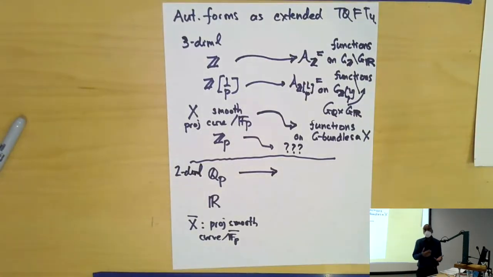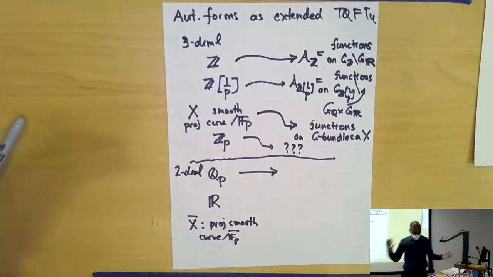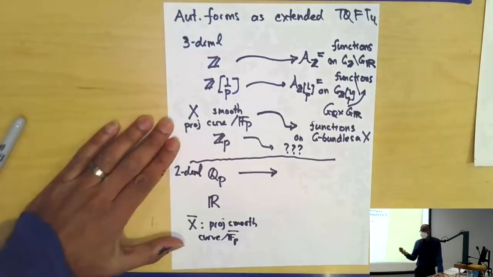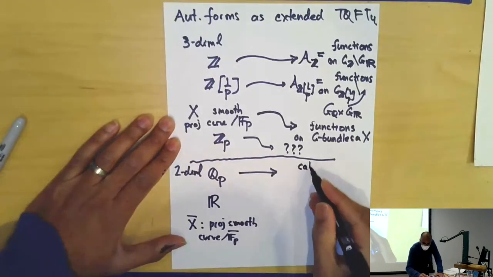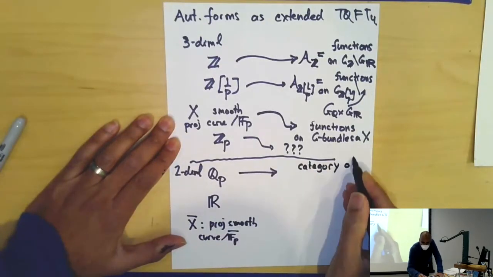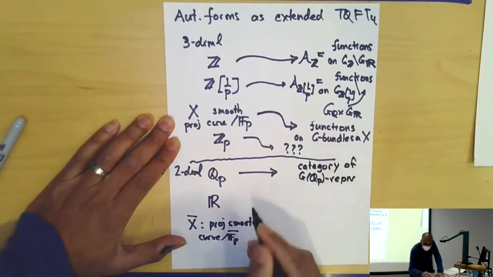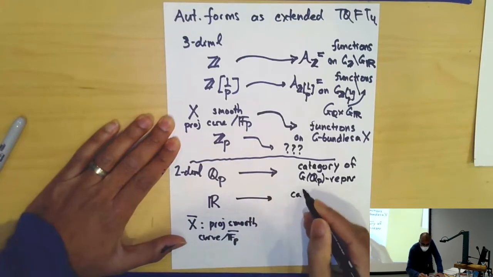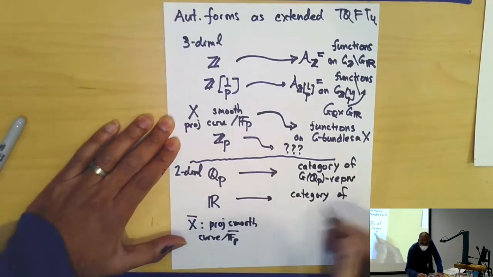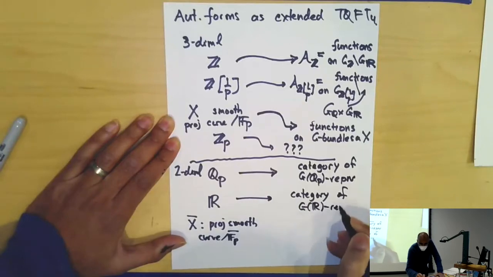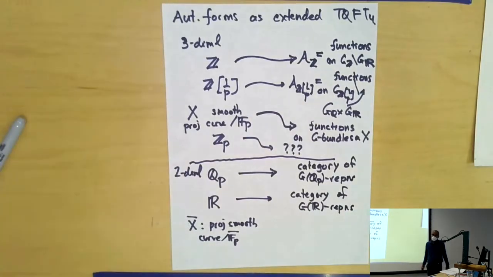Now, in the role of a local field, it shows up in the local Langlands correspondence, and what we study are representations of G(Q_p), which form a category. They certainly don't form a vector space, but they form a category. And so if we're looking for such a thing, that's the only thing we can possibly do. The category of G(Q_p) representations, and for R, we'll go to the category of G(R) representations.